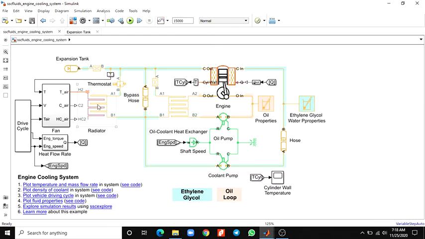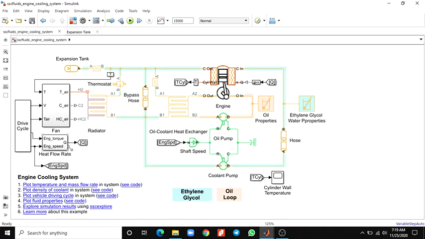Here, this radiator is the E-NTU heat exchanger. It is a block with the airside flow controlled by physical signal inputs. Here the oil coolant heat exchanger is also an E-NTU exchanger, that is a TL block. And both the coolant pump and oil pump are driven by the engine speed.